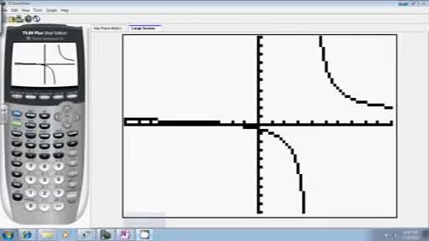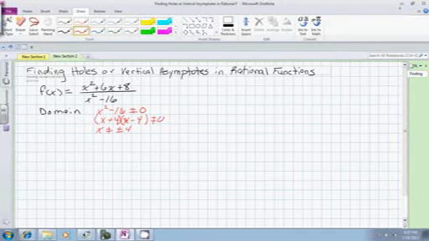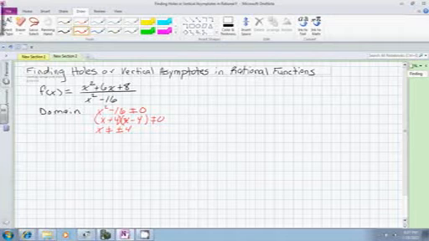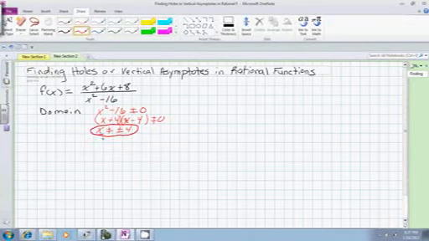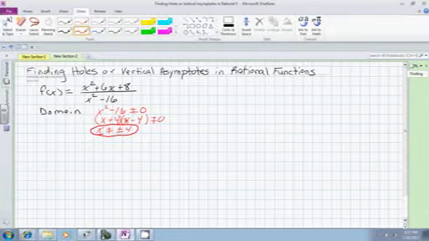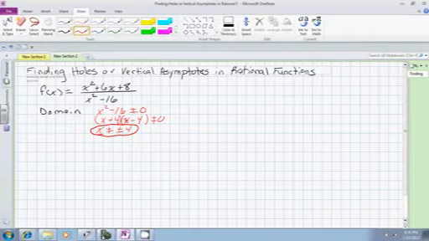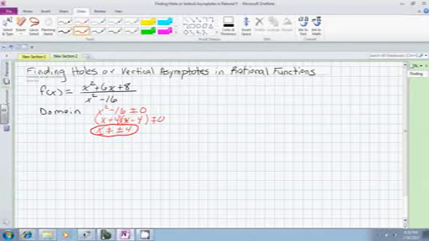So the goal is to figure out when we have a hole or when we have a vertical asymptote. Now we know it has to occur where my function's undefined. So I can narrow it down between two places in this example, positive 4 and negative 4. But how can I figure it out without looking at the graph itself?